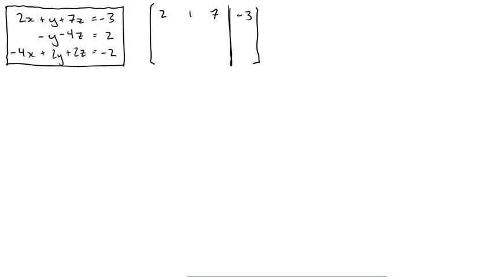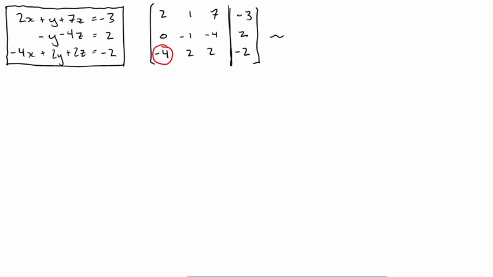Our second equation will give us our second row. There's no x term, so we'll have a 0, minus 1, minus 4, 2. And our last row will be minus 4, 2, 2, minus 2. Now we'll set about row reducing this to put it in row echelon form. Because there's already a 0 in this entry here, that job is already done for us. So we'll set about putting a 0 in this spot here.